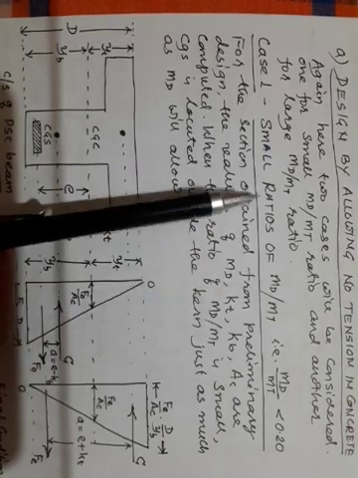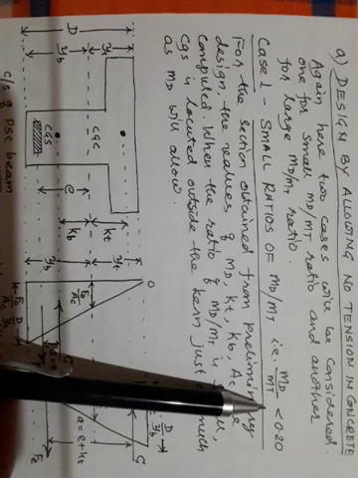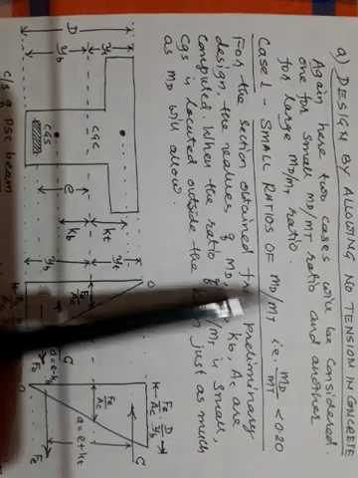Case 1 is if the MD by MT ratio is small. If the MD by MT ratio is less than 0.2, then I will call it small ratios of MD by MT.